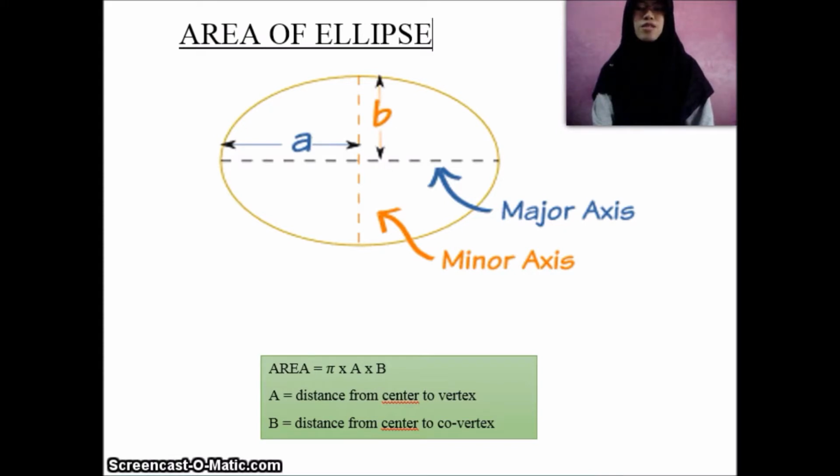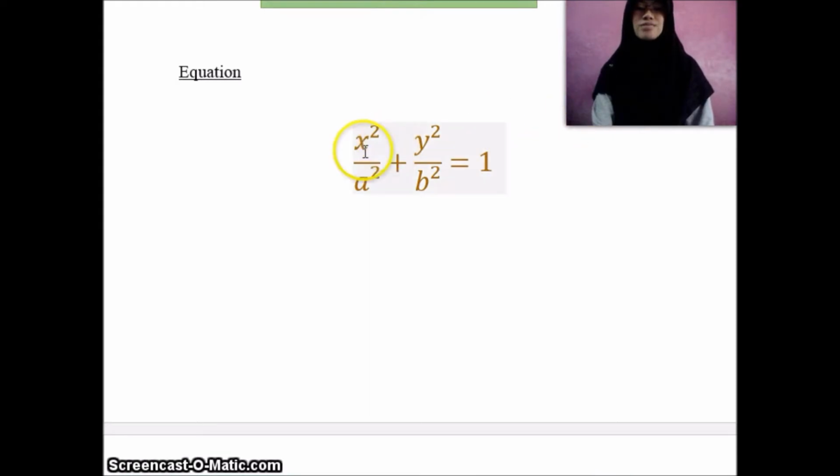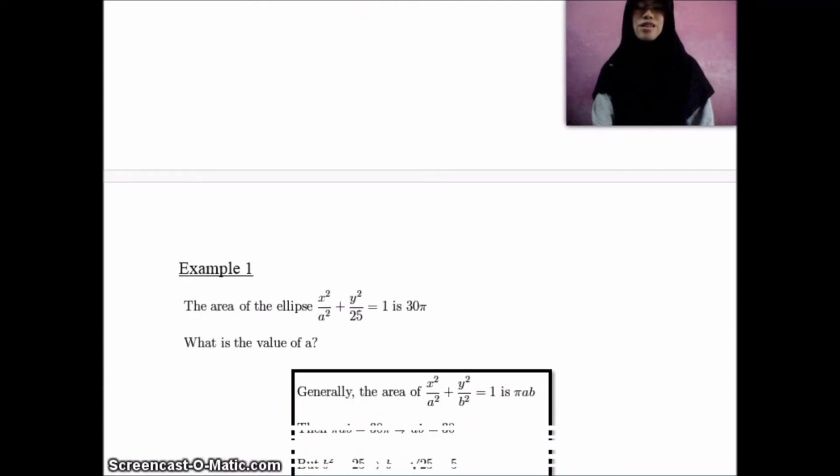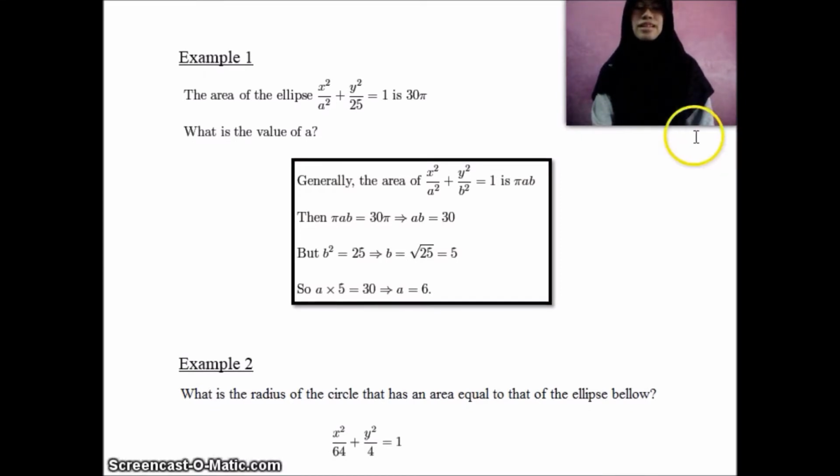Okay, let's see the equation of an ellipse. It's simple actually. The equation is x squared over a squared plus y squared over b squared equal to 1. So this is the only equation for the ellipse. Let's see an example to get more understanding about the area of an ellipse. Example 1. Given that the area of the ellipse x squared over a squared plus y squared over 25 equal to 1 is 30 pi, what is the value of a?